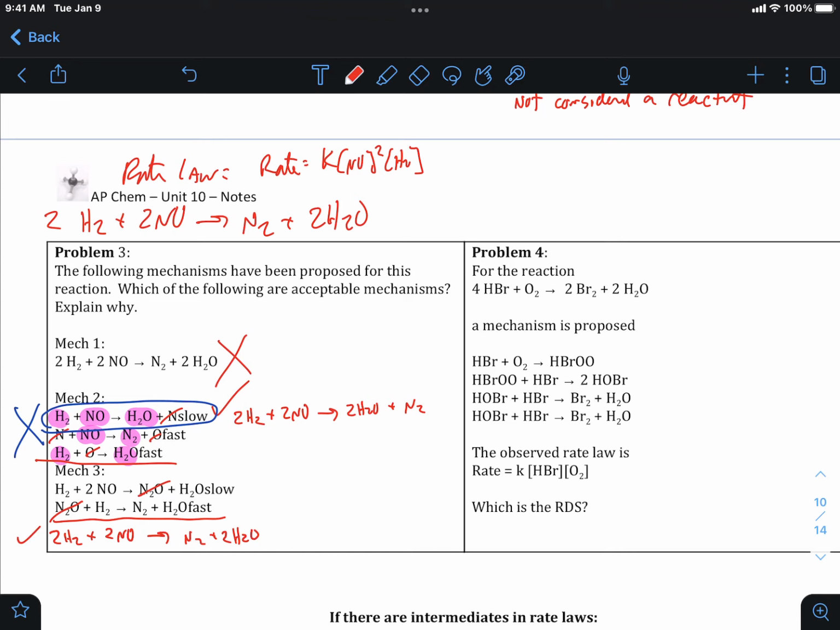Now let's look at the slow step. Do the reactants and coefficients of the slow step match the observed rate law? Yes, they do.